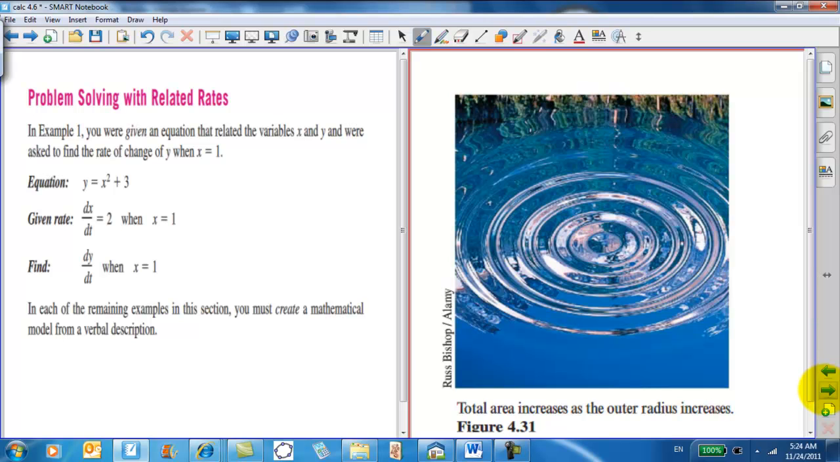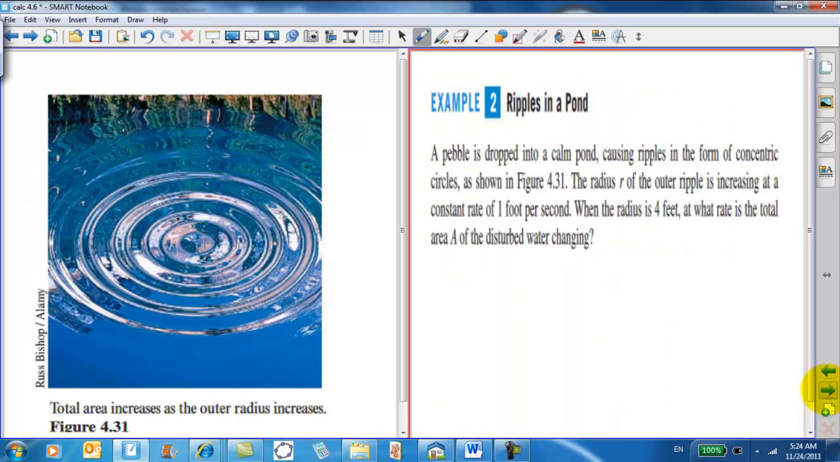The total area as the outer radius increases. So that'll change as the ripple spreads throughout the pond. Pebbles dropped in a calm pool, causing ripples in concentric circles. The radius of the outer ripple is increasing at a rate of 1 foot per second. When the radius is 4 feet across, at what rate is the total area A of the disturbed water changing?